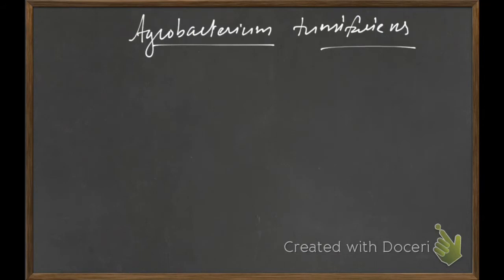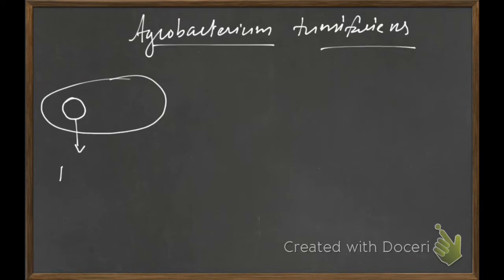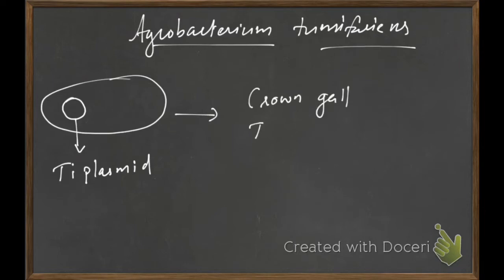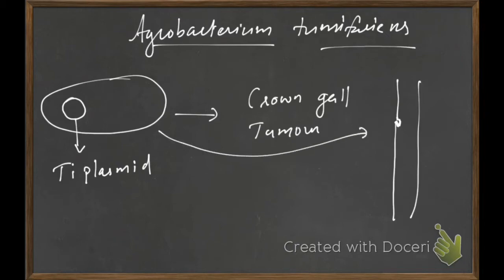Agrobacterium tumefaciens is a bacteria having a plasmid. The plasmid is the Ti plasmid. This bacteria actually causes a disease, crown gall. It's a type of tumor. In plants, they generally form tumors. If a plant has a cut or wound, bacteria infect here and create a tumor.